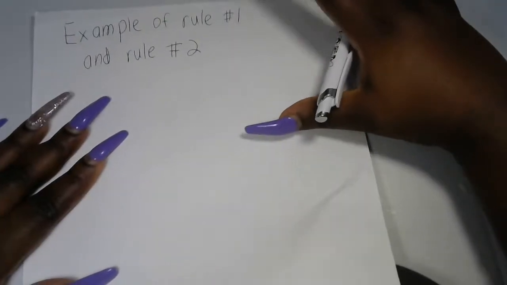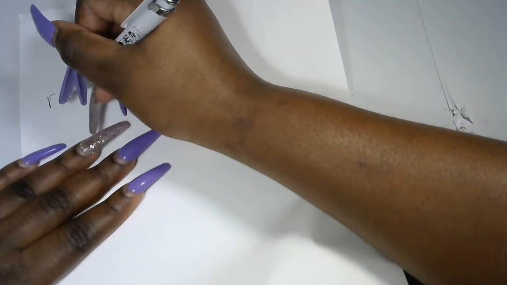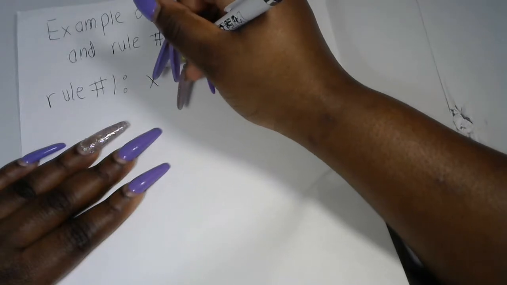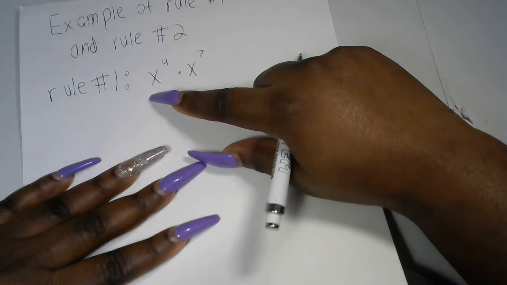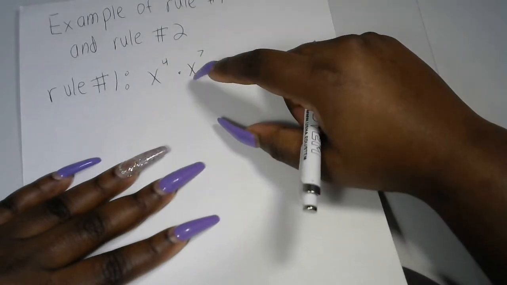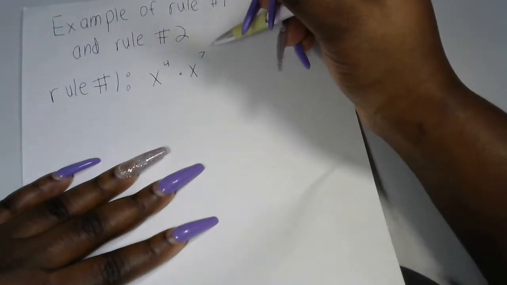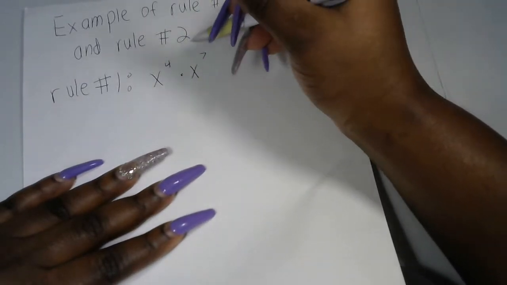Okay, so before we continue, I'm going to do a little example of rule number 1 and rule number 2. First off, I'm going to start with rule number 1. Let's say we were to do x to the 4th power times x to the 7th power. As you can see, these are two terms that have the same base, and they're being multiplied. If two terms with the same base are being multiplied by each other, you can add the exponents.